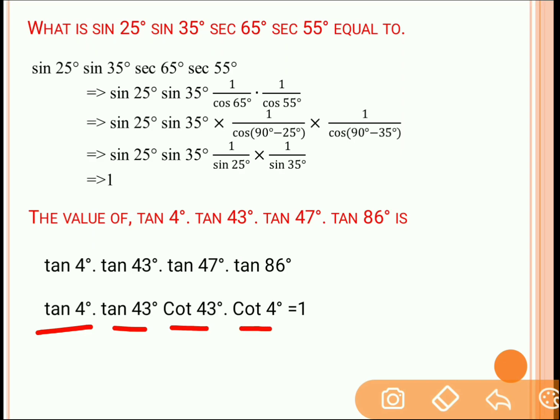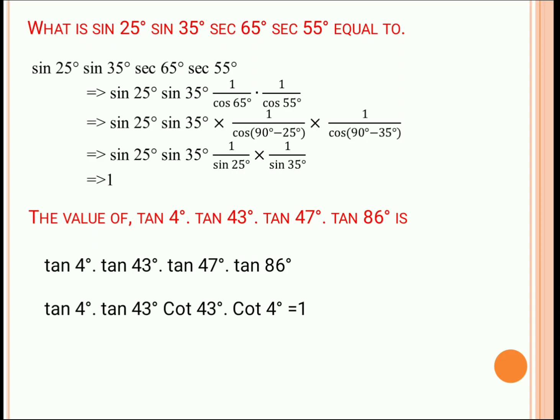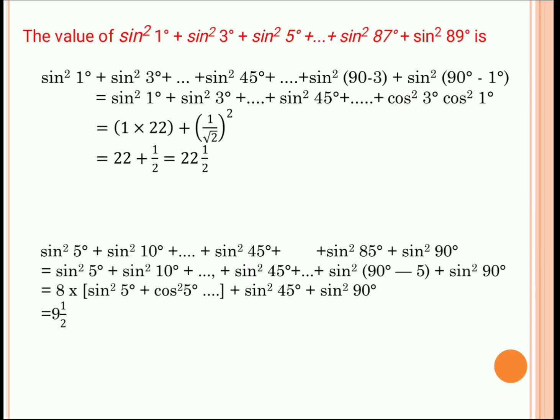Now cot 43 can be written as 1 by tan 43, and cot 4 can be written as 1 by tan 4 degree. So tan 43 into tan 4 will be in the denominator. They will get cancelled and the value of the expression turns out to be 1. Now let's move to the next problem.